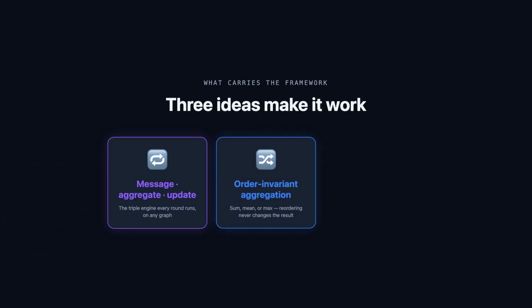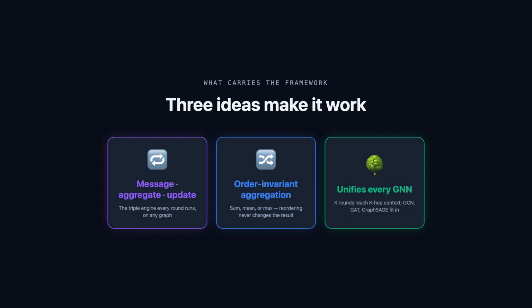Second, aggregation ignores order. A node's neighbors have no natural ranking, so the combining step uses a sum, mean, or max, where reordering the inputs never changes the answer. That property is exactly what makes it work on graphs.